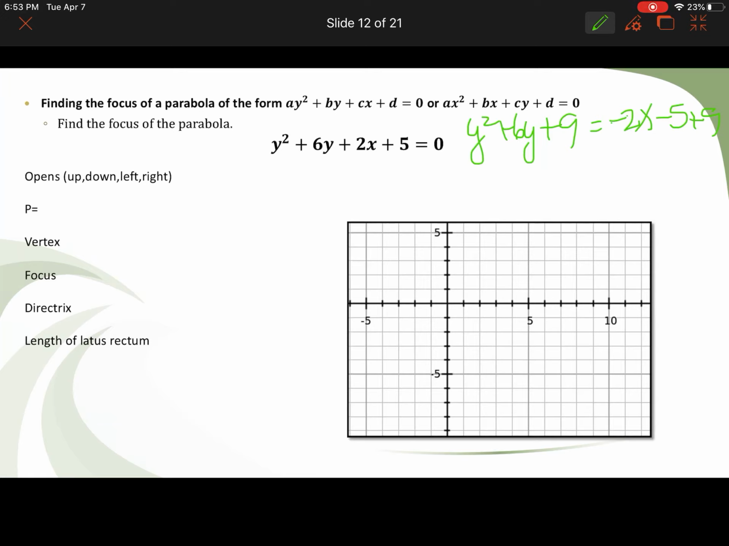You guys will be good at this particular completing the square. So this is going to be y plus 3 squared, and this will be negative 2x plus 4, which means we can factor out the negative 2, and we have x minus 2.